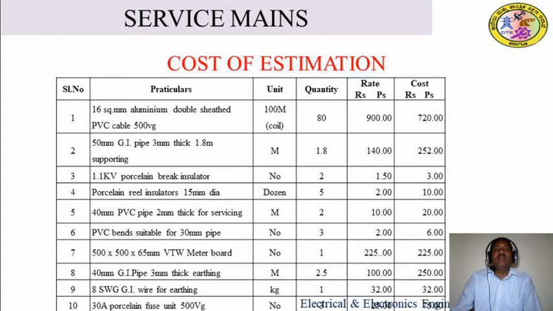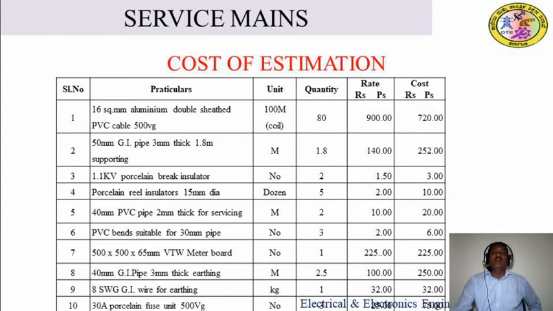Porcelain reel insulator 15 mm diameter. It is available in the market by the dozen. 5 dozen is required, at 2 rupees per dozen. Total cost should be 10 rupees. Next, 40 mm PVC pipe, 2 mm thickness, for the service. It is available in the market by the meter. How much is required? 2 meters. Per meter cost should be 10 rupees, so the total cost should be 20 rupees. PVC bend suitable for a 30 mm pipe, 3 numbers. Per bend should be 2 rupees. Total cost should be 6 rupees.